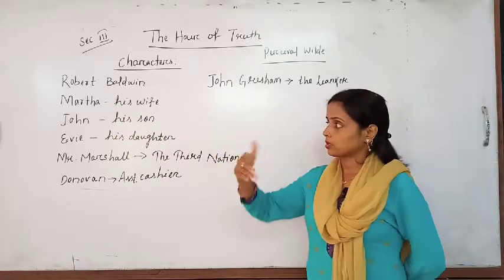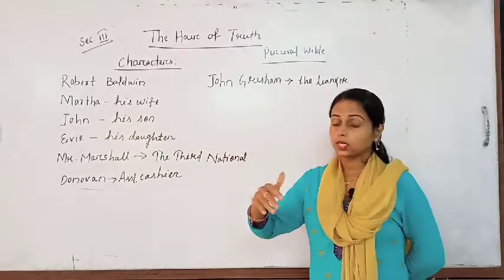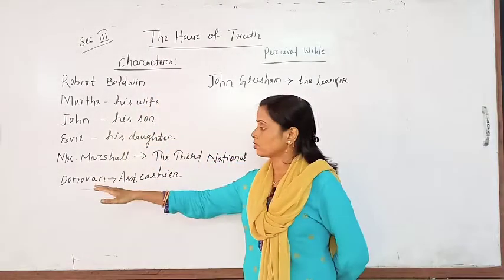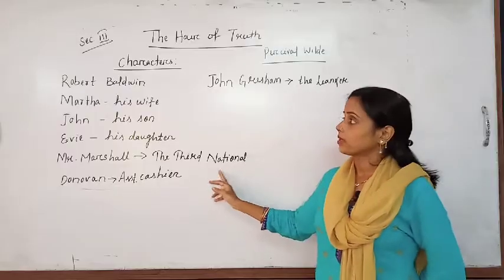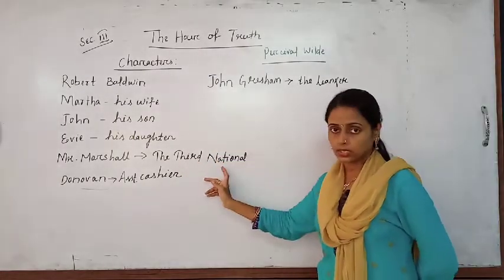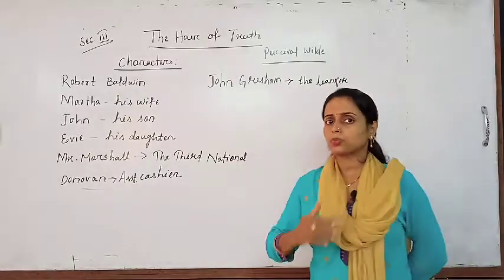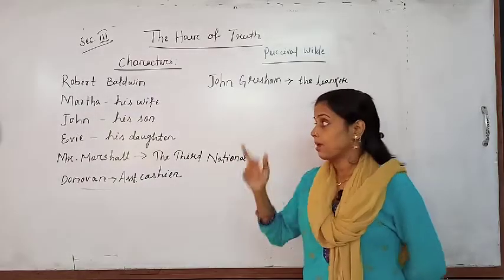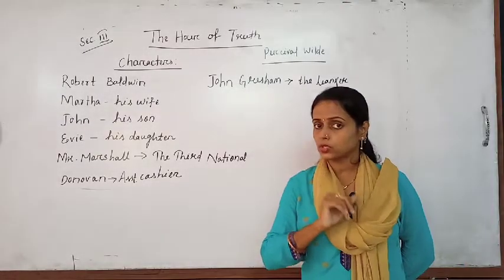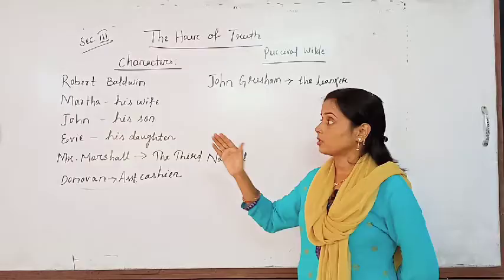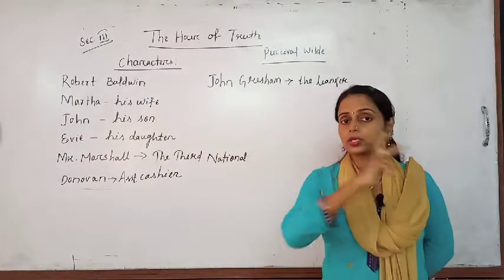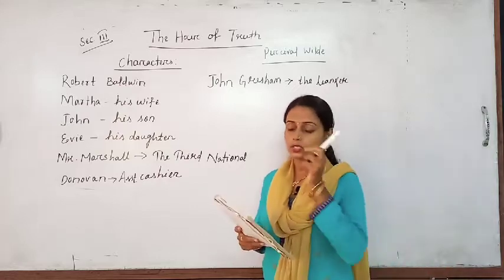Robert Baldwin is talking to his son John, and John is speaking to his father that Donovan had joined the Third National. Then Robert Baldwin is also expecting to get a job at the Third National, but he is told that there is no space, there is no vacancy. But John is speaking, no, this is not true, this point is wrong. The fact is that they don't want to employ you because they think that you are as guilty as John Gresham. Did you understand? So this is the thing.